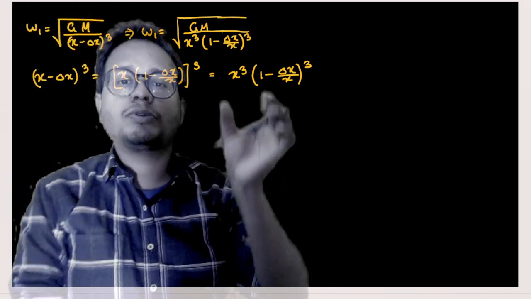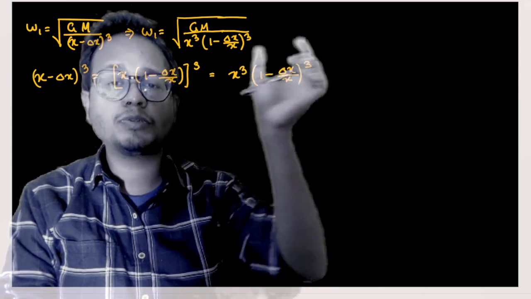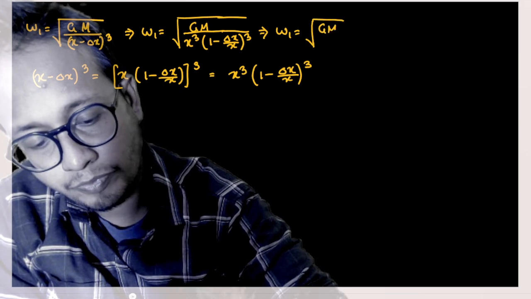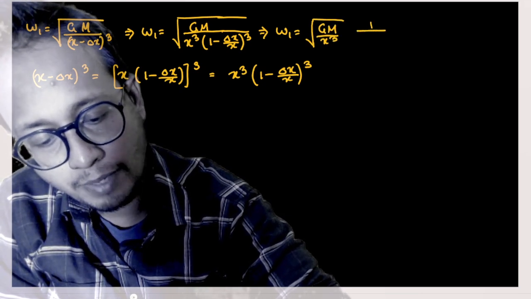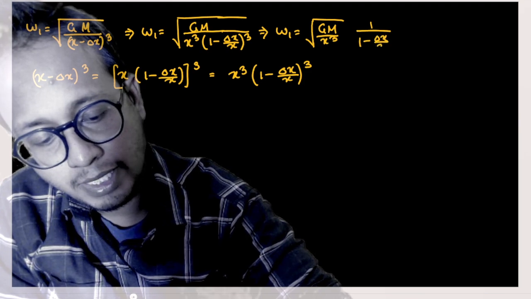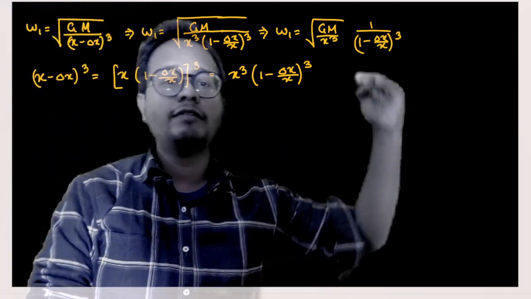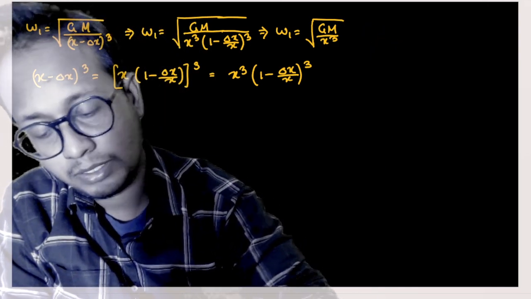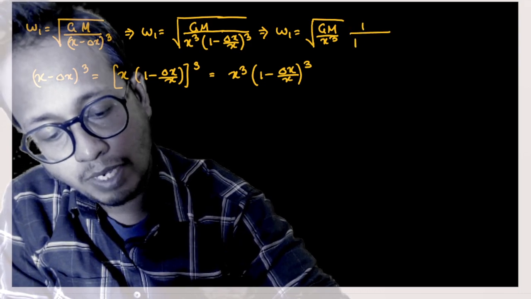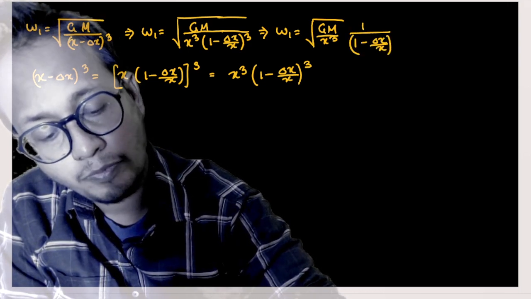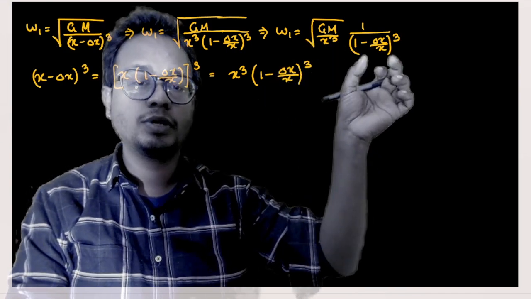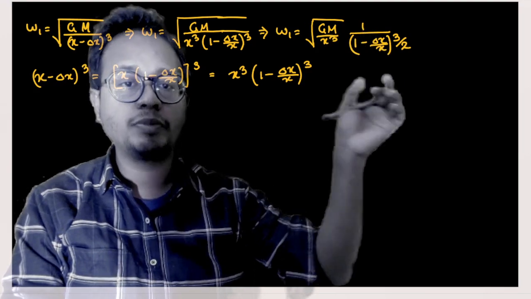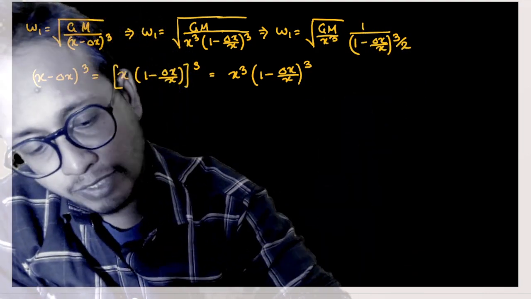Now I just want to take the term 1 minus delta x by x whole cube outside the square root. It will be nothing but omega 1 is equal to under root GM by x cube, and 1 by 1 minus delta x by x whole cube. Now if I want to invert this, what will happen? This will be nothing but 1 minus delta x by x whole cube, and I'm taking this outside the square root, so it is divided by 2. Now if I want to take this entire term to the numerator, a minus would appear out here. I'm just solving the equation.